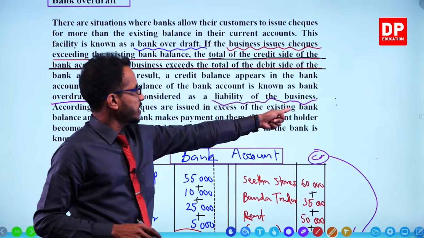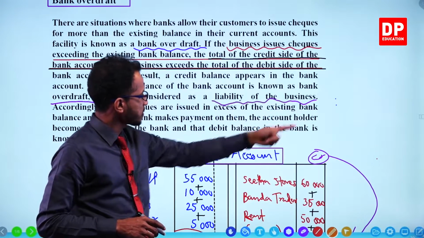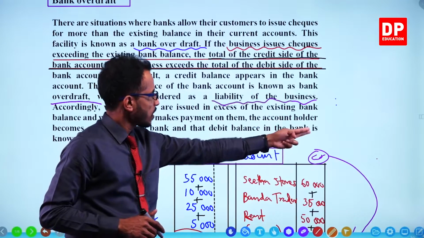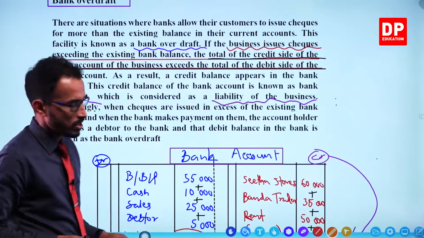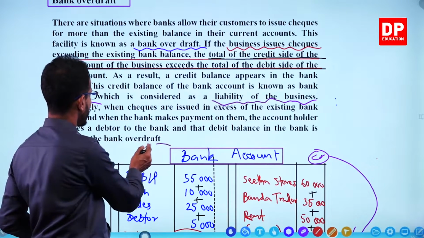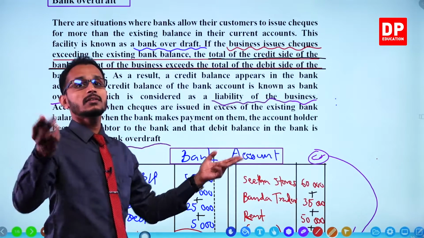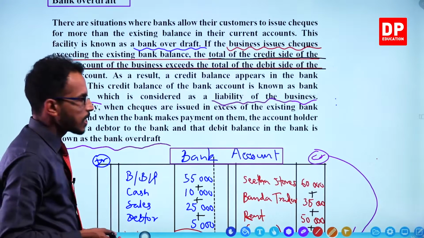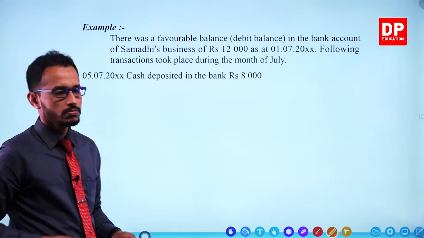When checks are issued in excess of the existing bank balance, and when the bank makes the payment to them, the account holder becomes a debtor to the bank. When it is a bank overdraft, we become a debtor to the bank because we owe the bank. We must pay it back. Going on, we have an example.